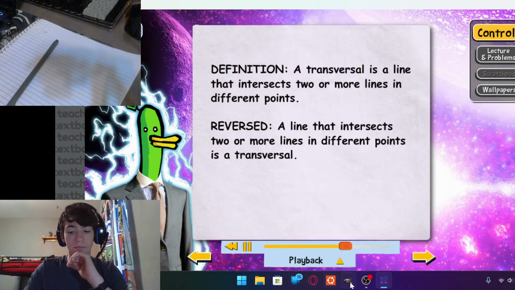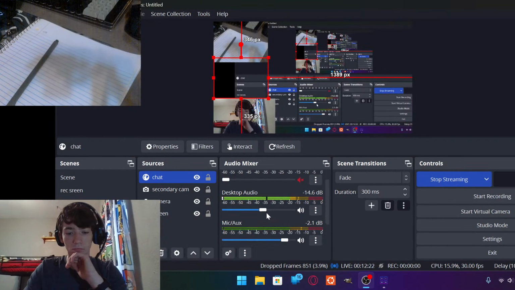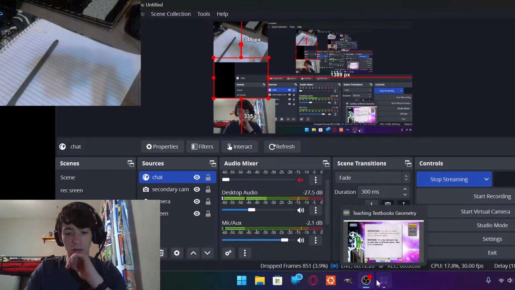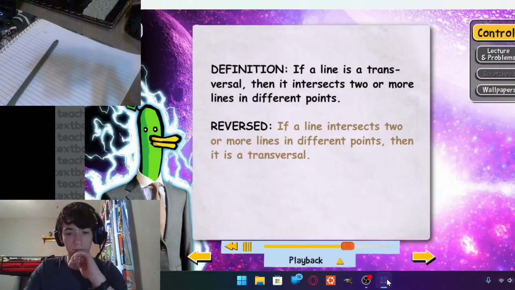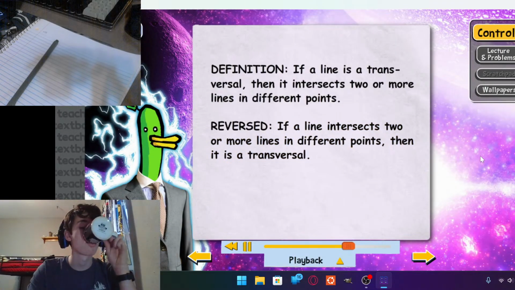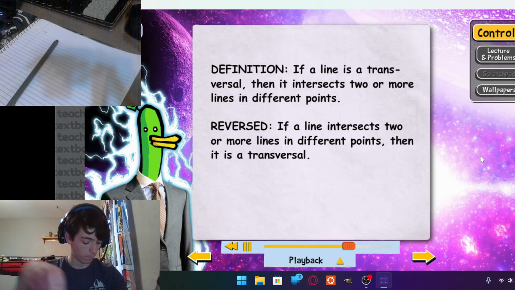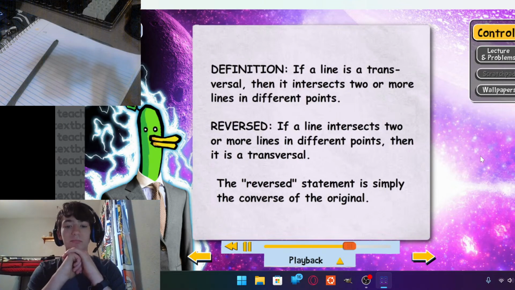But now let's look at both of these statements in if-then form. In if-then form, the original goes like this. If a line is a transversal, then it intersects two or more lines in different points. And then here's the reversed version. If a line intersects two or more lines in different points, then it is a transversal. It's pretty clear that this reversed statement is really just the converse of the original. So a good definition is actually one where both the original statement, the original definition, and its converse are true.